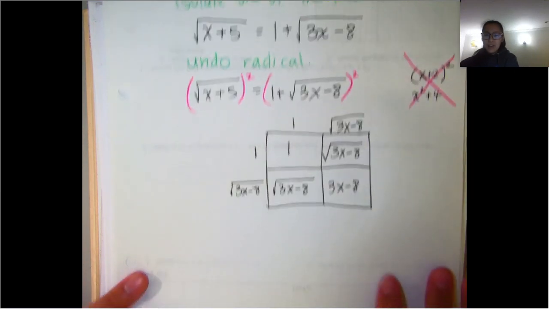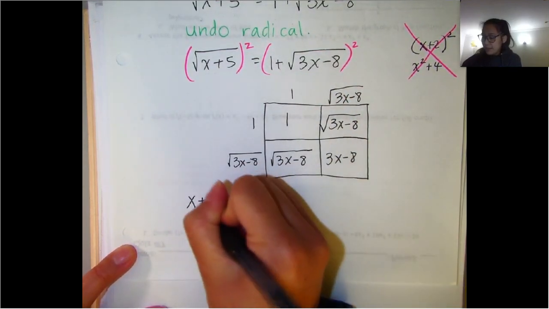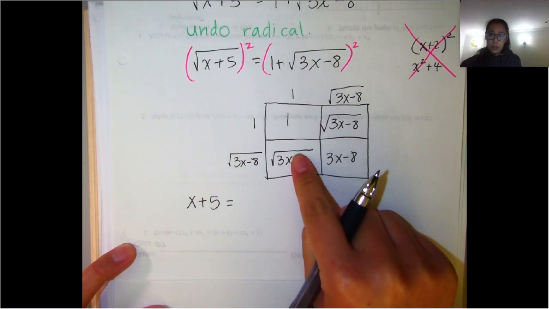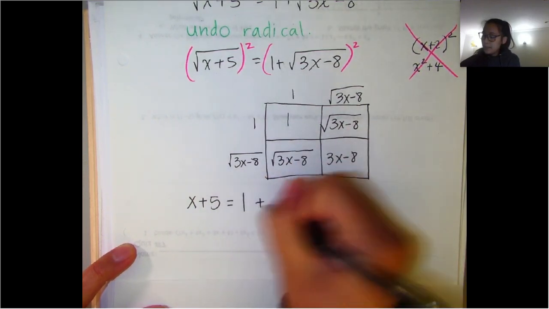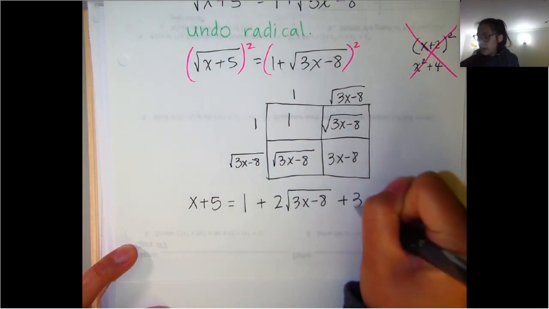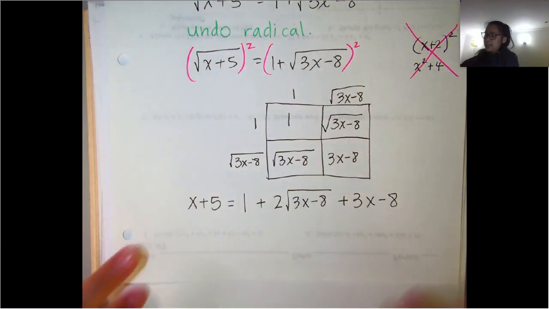Okay, so we'll just add all this up. Like I said, on the left side, we still have x plus 5. So we have x plus 5 equals, and then we add this up. Since these two are the same, we have two of those. So it's 1 plus 2 square root of 3x minus 8 plus 3x minus 8. What you'll notice here is that we still have a radical in our equation. So we are going to have to repeat the steps that we just took. We'll again isolate that radical and then undo the radical. So let's isolate the radical.